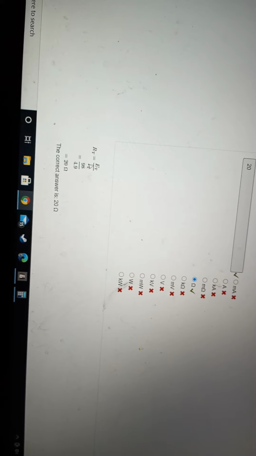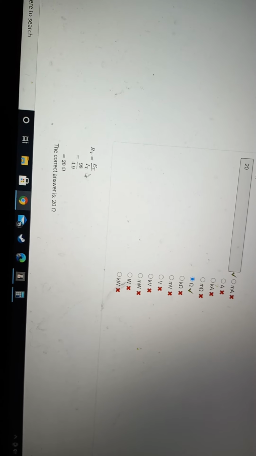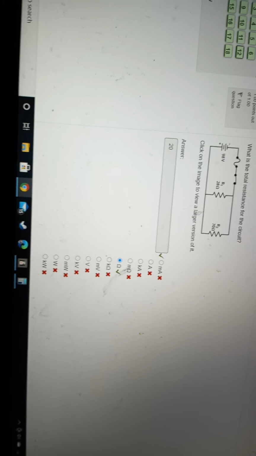What's the total resistance of the circuit? Again, the product over sum method. But what they did was RT equals ET over IT. So from the last equation, we had the IT, which was 4.9, and they just divided that into E total, and they get R. Or again, you can do the product over sum method. So we could try it here. Let's try it.